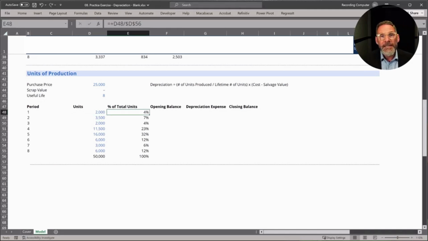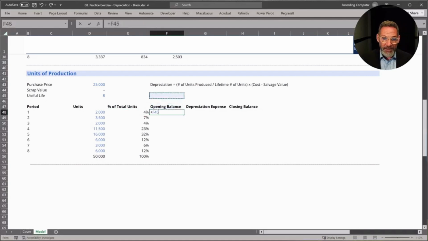We've also already done the calculation of what percent of total product or units are represented by each year. So 2,000 divided by 50,000 is 4%. Or in other words, 4% of our total units will be produced in the first period. So we're going to take 4% of the expense.